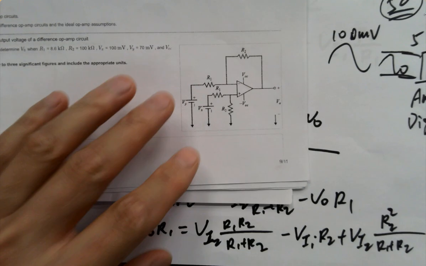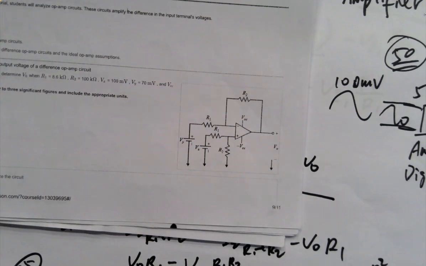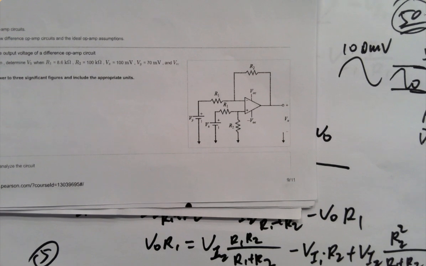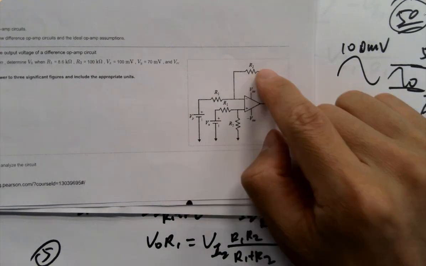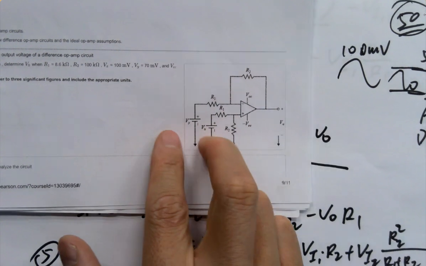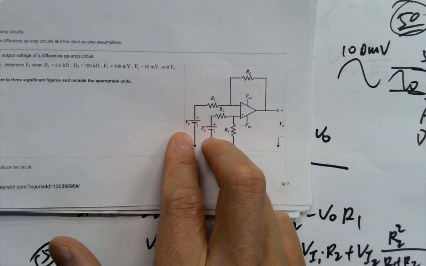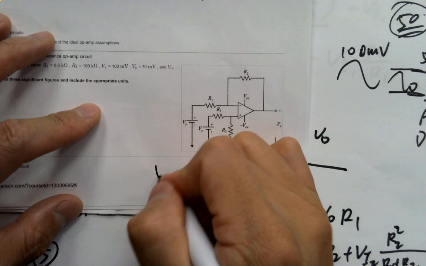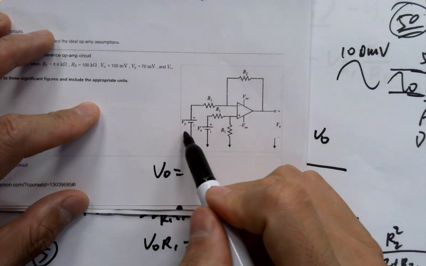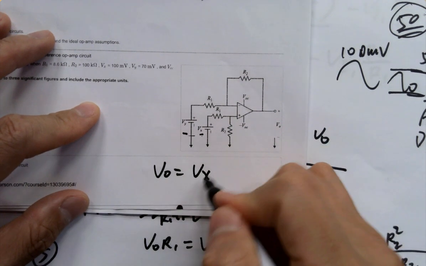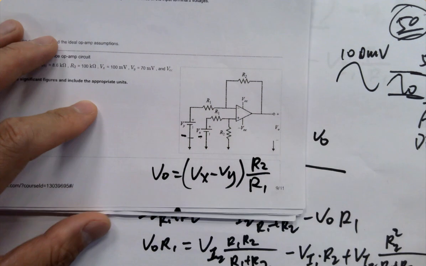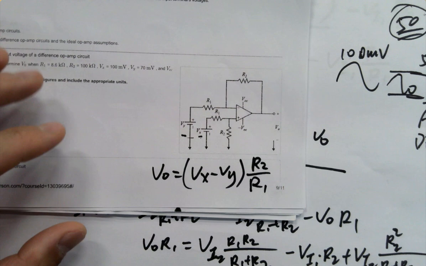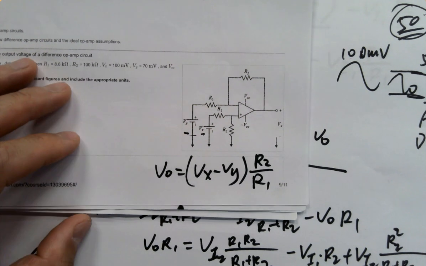Differential and difference amplifier. Look at it, see if this is the same thing. R2, R2, R1, R1, two voltages. What's the Vout here? Vx minus Vy, then what? R2 over R1, that's it. It's 100 times easier than the equivalent, right?